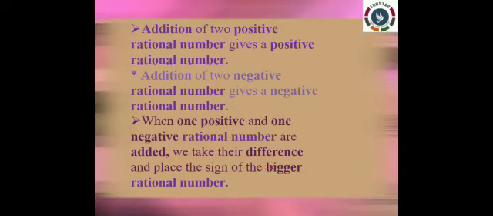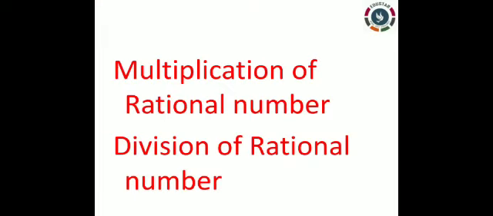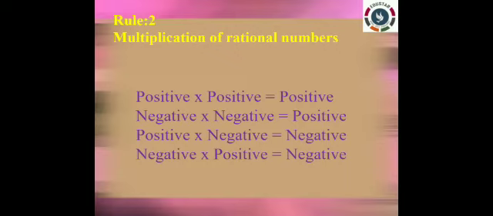Today we are going to learn about multiplication of rational numbers and division of rational numbers. Now we will see rule number 2, multiplication of rational numbers. We all know how to multiply natural numbers or fractions. Now we will learn how to multiply two rational numbers. In fact, multiplication of rational numbers is equal to repeated addition.